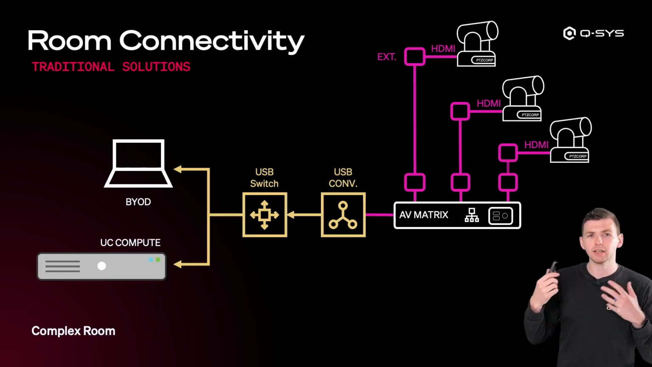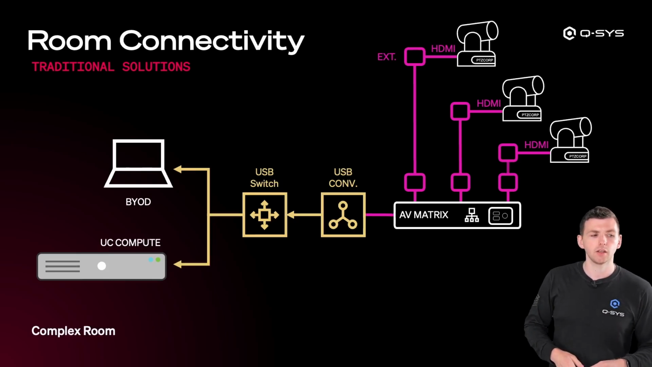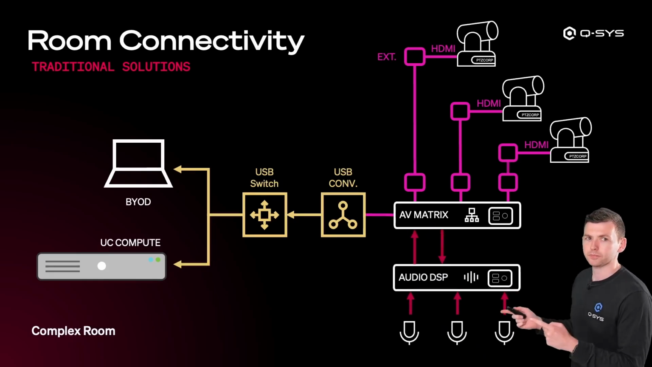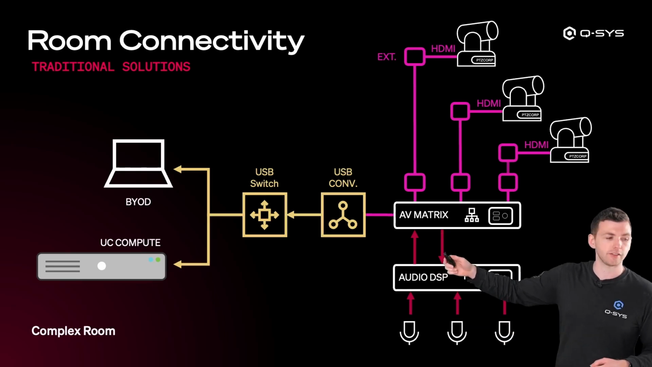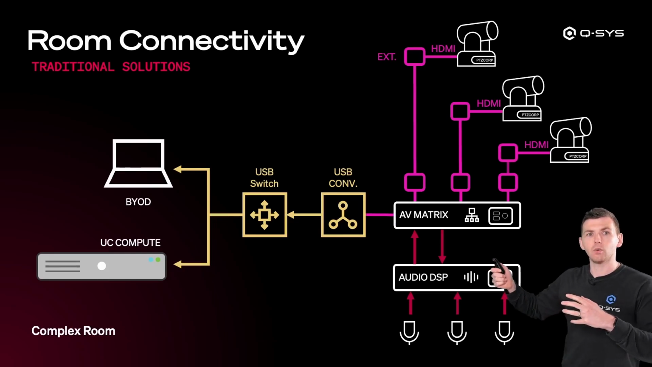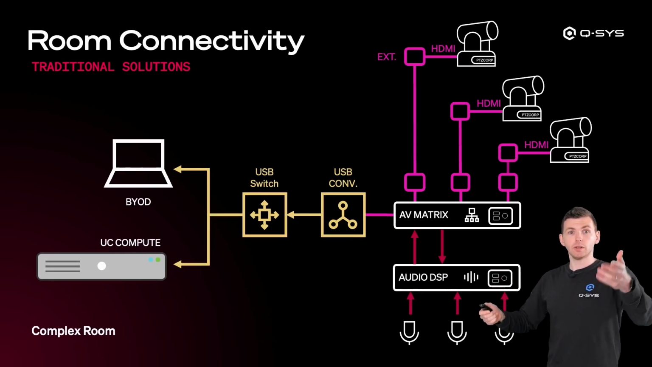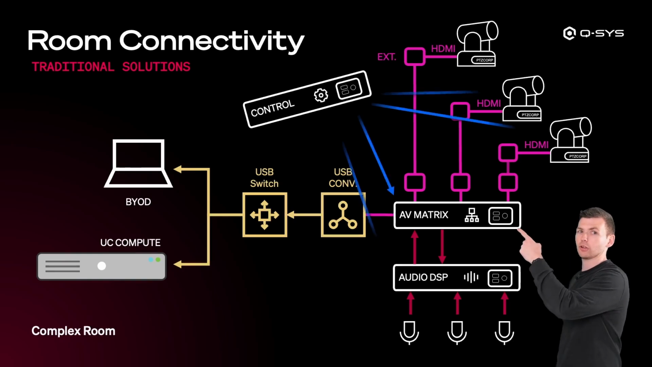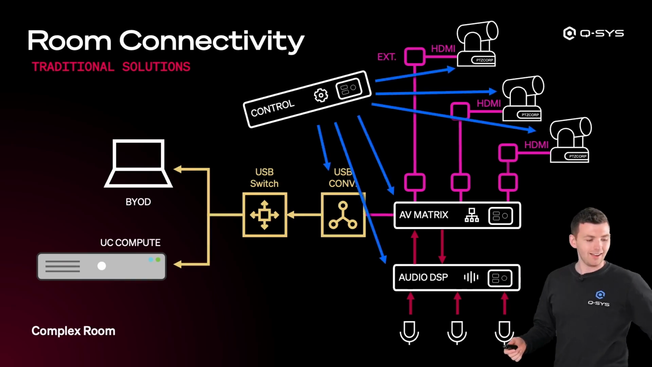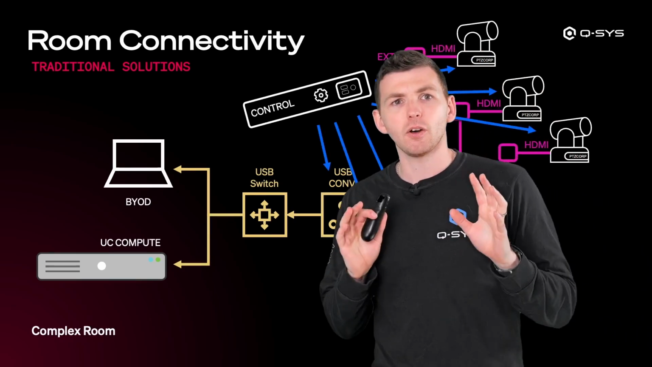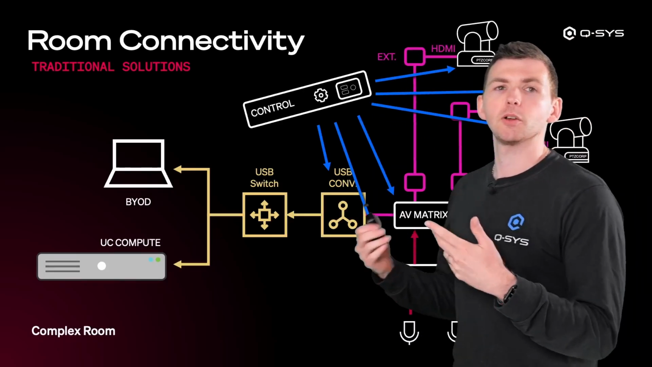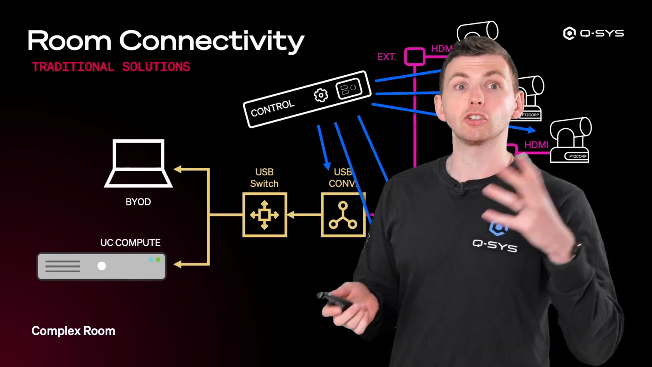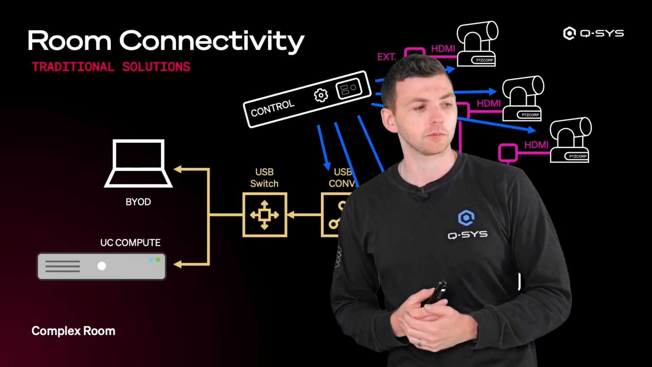But of course in a room like this, we're probably going to have a fairly complex audio requirement as well. So we've got ourselves an audio DSP. We've got ourselves some microphones. That's all going in and out of the AV matrix. And now, how do we control all of this? Well, let's add in a control system. There's a control system. It's talking to everything. I think you can see it's got a little bit complicated. Nobody wants to be designing this. Nobody wants to be installing this. But this is the kind of traditional approach to these more complex spaces.